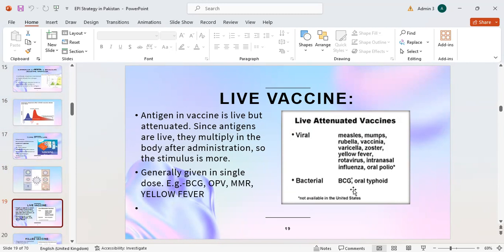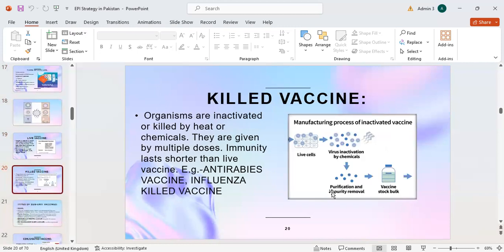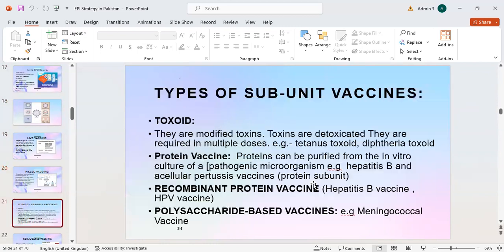These are examples of viral and bacterial vaccines. Killed vaccine: organisms are inactivated or killed by heat or chemicals. They are given in multiple doses. Immunity lasts shorter than with live vaccine. For example, anti-rabies vaccine and influenza are killed vaccines. This is shown in the figure: viral inactivation by chemicals, then purification and impurity removal, and then storage.